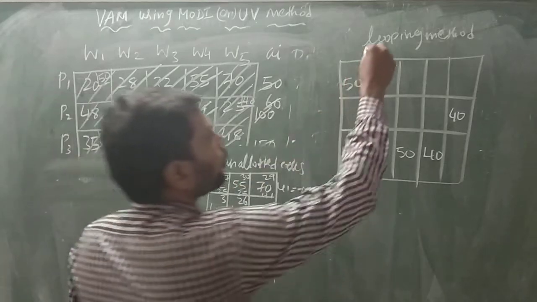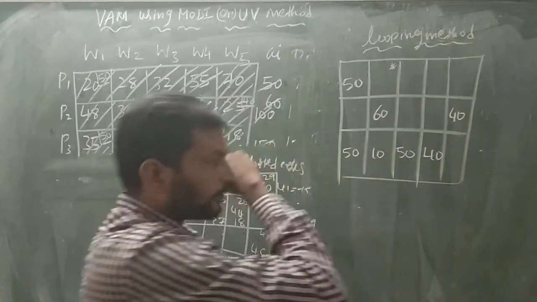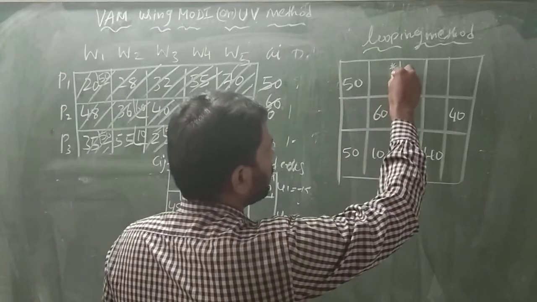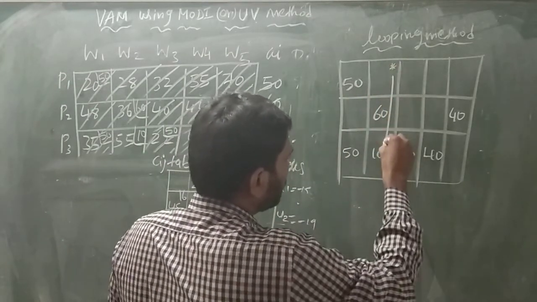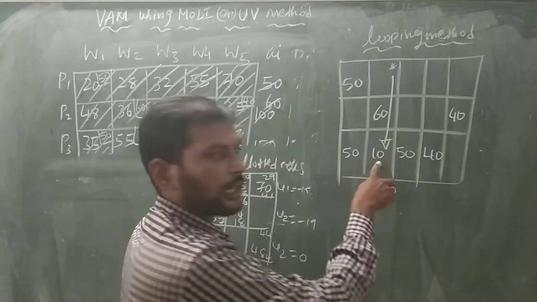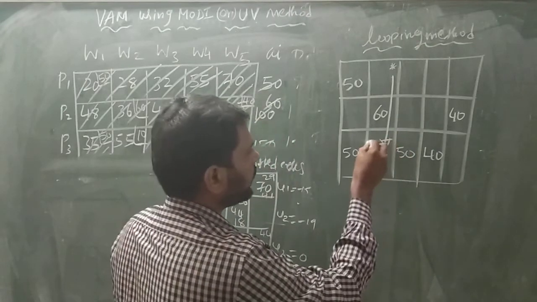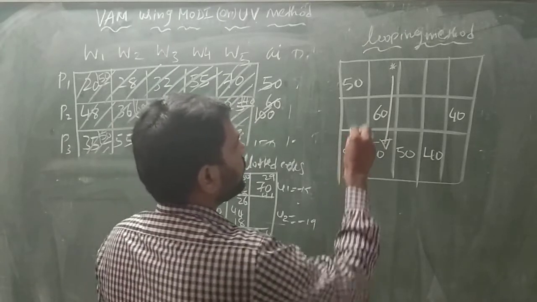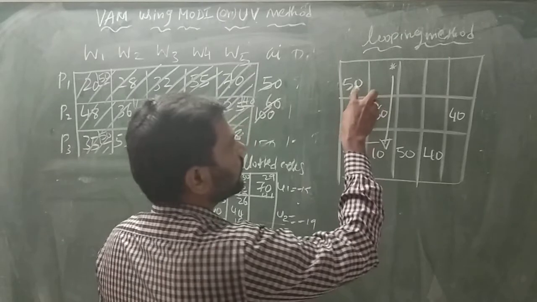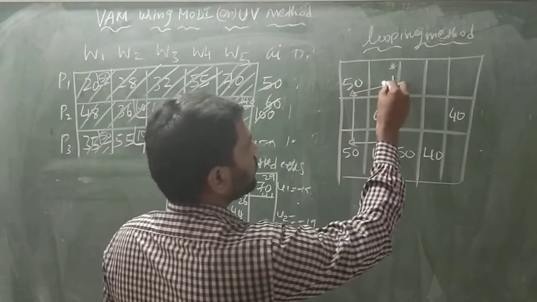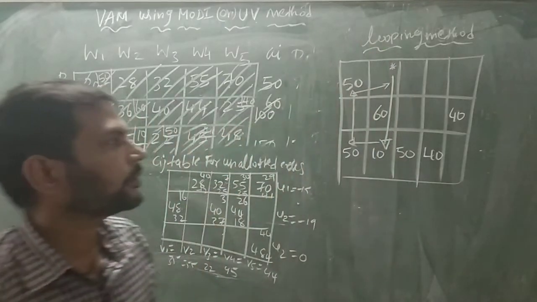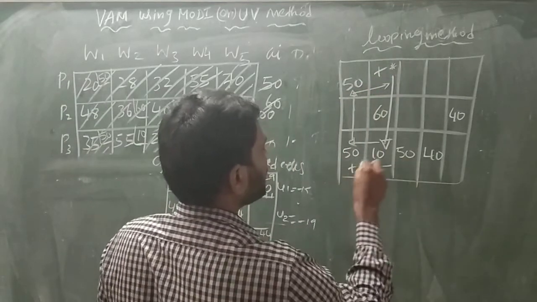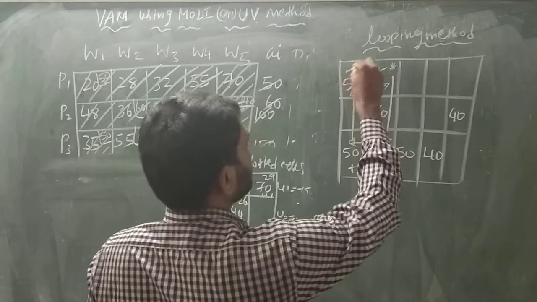So now I use the looping method. I start from the negative value, here. I start from here and stop at an allotted cell. Again I start here and stop at an allotted cell. Again I start here and stop at an allotted cell. Again I start and finish at the starting point. So I put the signs plus, minus, plus, minus.